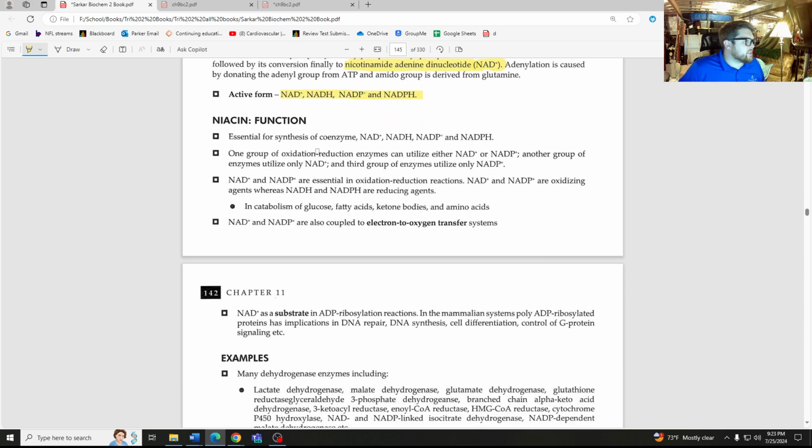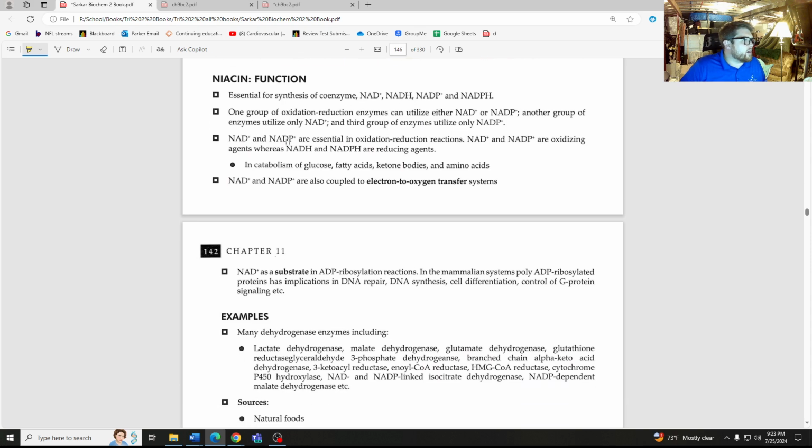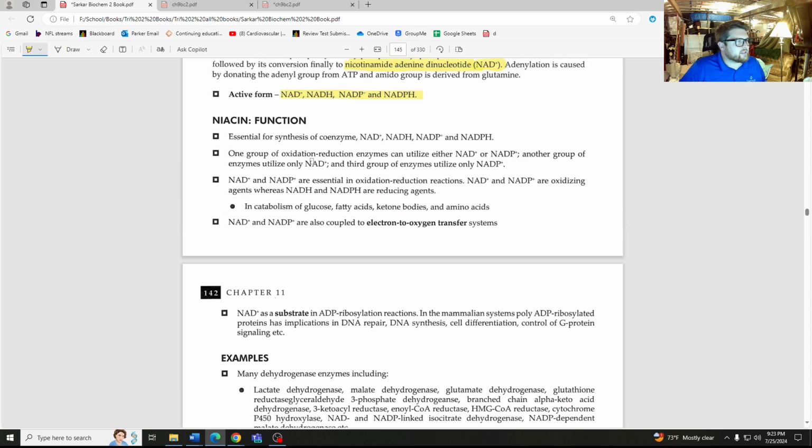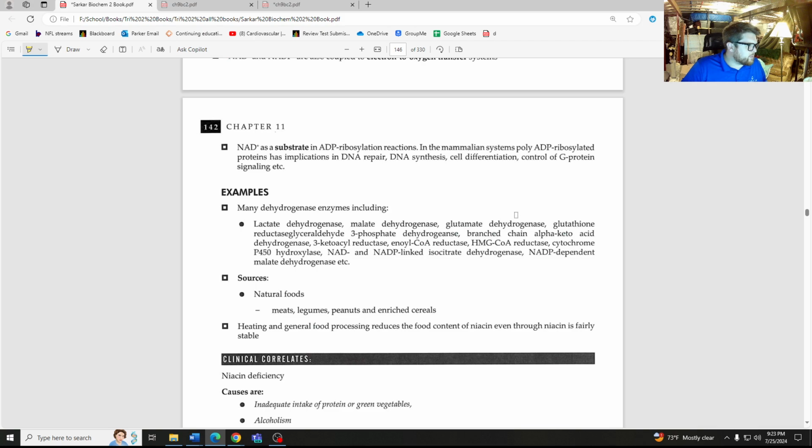The function: it's essential for synthesis of coenzymes. One group of oxidative reduction enzymes can utilize either the NAD+ or NADP+. Another group of enzymes utilizes only NAD+. The third group of enzymes utilizes only NADP+. Don't think that they really go into that.